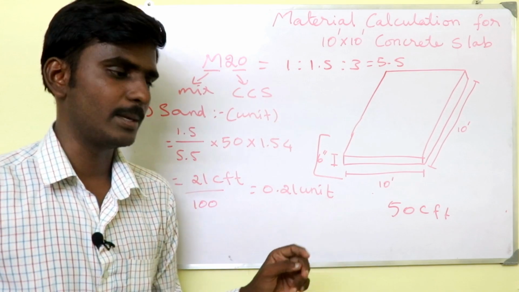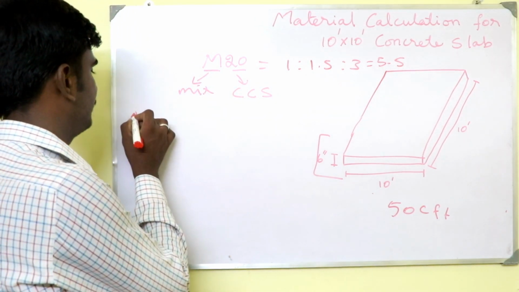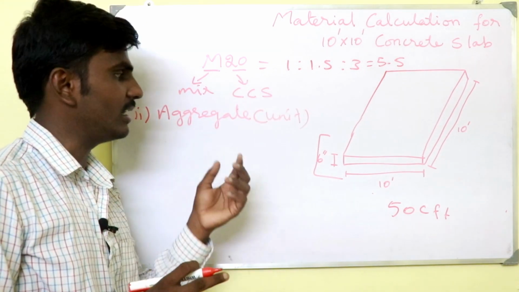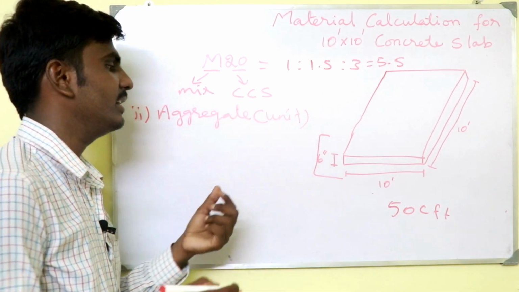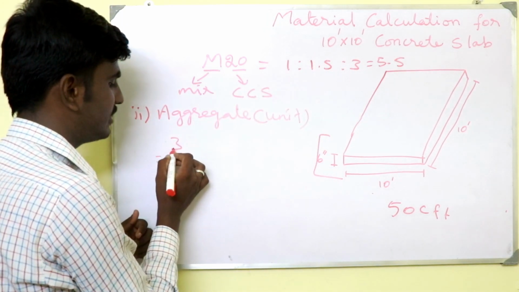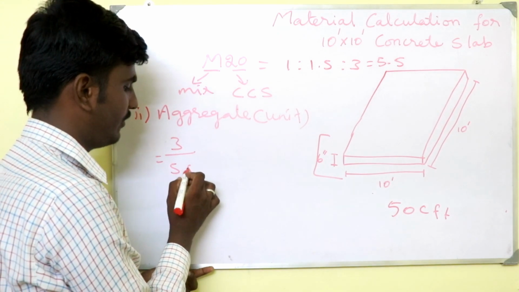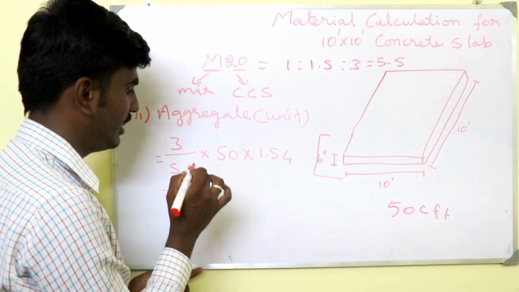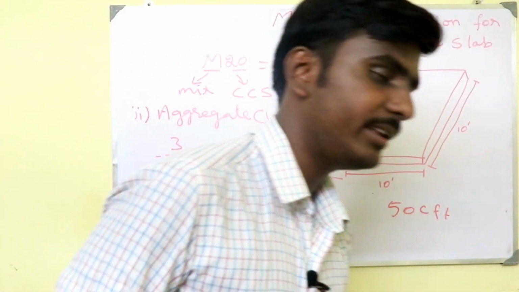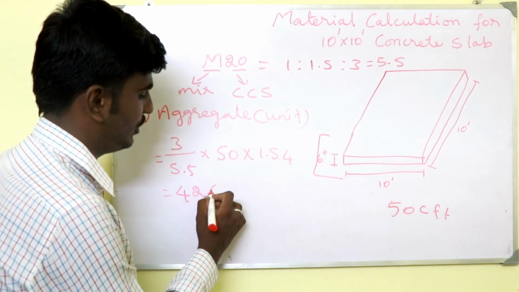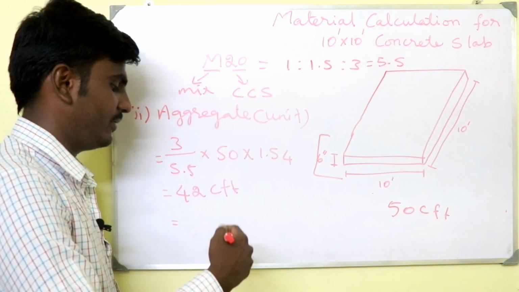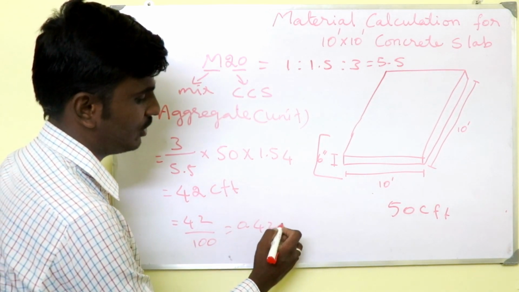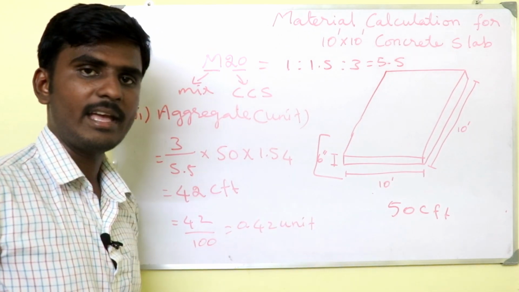The third thing is coarse aggregate. This aggregate should also be in units. 3 parts of coarse aggregate are going to be added among 5.5 parts. Total volume is 50, wet volume factor is 1.54. We get the answer of 42 cubic feet, 42 CFT. Again we divide 42 by 100 to get the unit, so 0.42 unit. This is the answer for coarse aggregate.